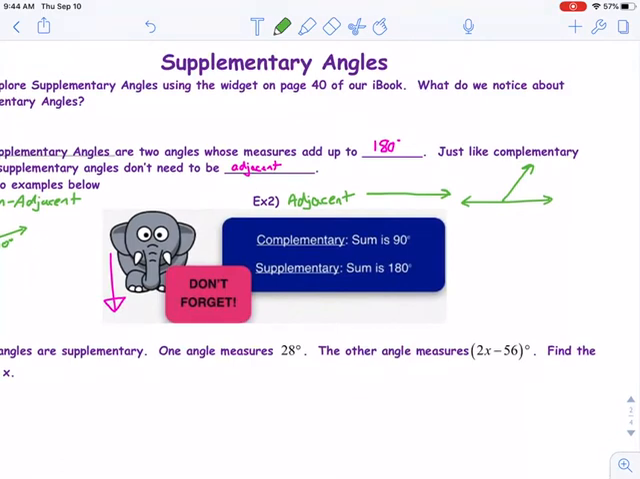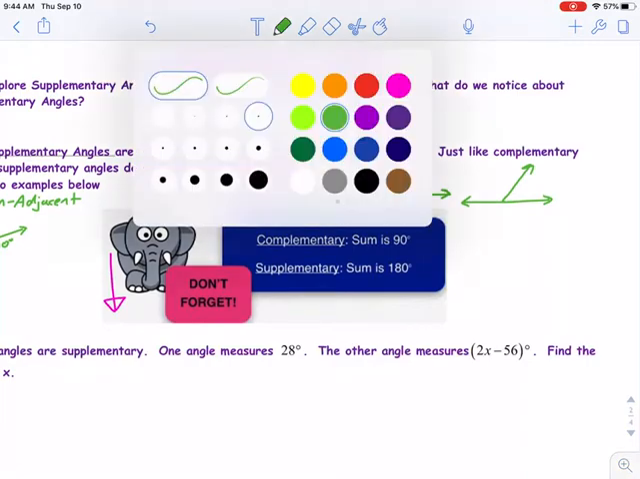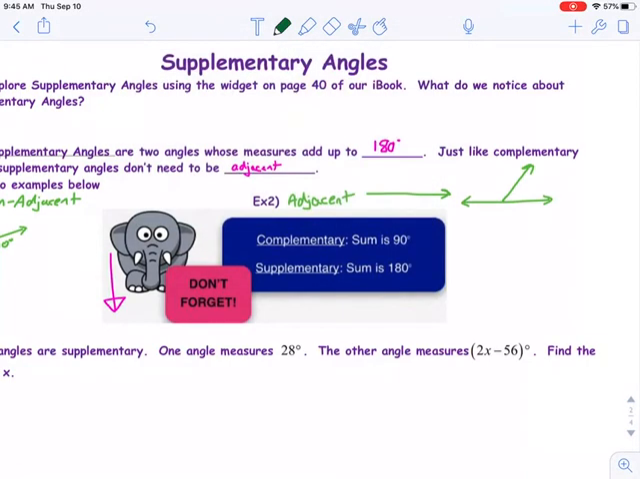And what does supplementary mean? It means to fill up 180 degrees. I Googled it. Complementary just basically means to fill up, to complete the right angle. Supplementary means to fill up, to complete the straight angle. Very similar words. I wish they were named differently, like maybe 90-degree area and 180-degree area. But I didn't get to name them. And then it's just important to remember which one's which.